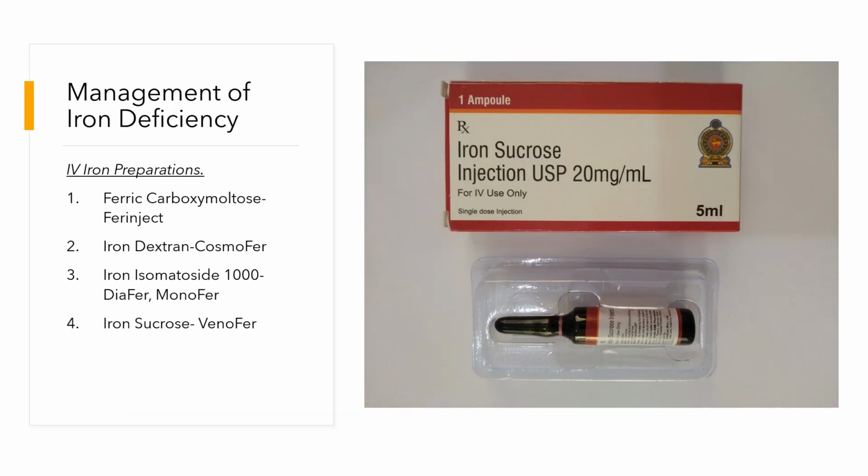So these are the iron preparations which are available: ferric carboxymaltose, iron dextran, iron isomaltoside, and iron sucrose, which is the commonest one we use in our country, which contains 20 milligrams of elemental iron in 1 milliliter. It comes in 5 milliliter ampoules.